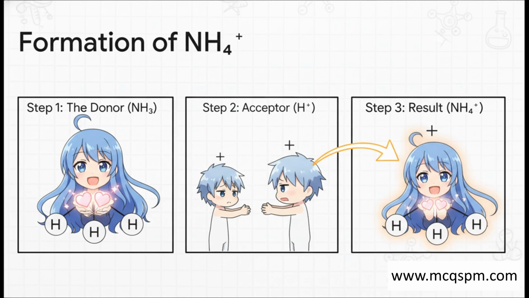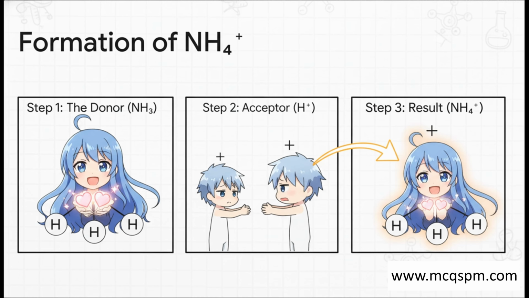This time, our donor is an ammonia molecule, NH3. The nitrogen atom in the middle has a lone pair of electrons, making it the generous friend. And our acceptor? Well, it's that hydrogen ion again, H+, still looking for two electrons to become stable. So the nitrogen in ammonia donates its lone pair to the H+ ion. And what's the result? A dative bond forms, creating the ammonium ion, NH4+.